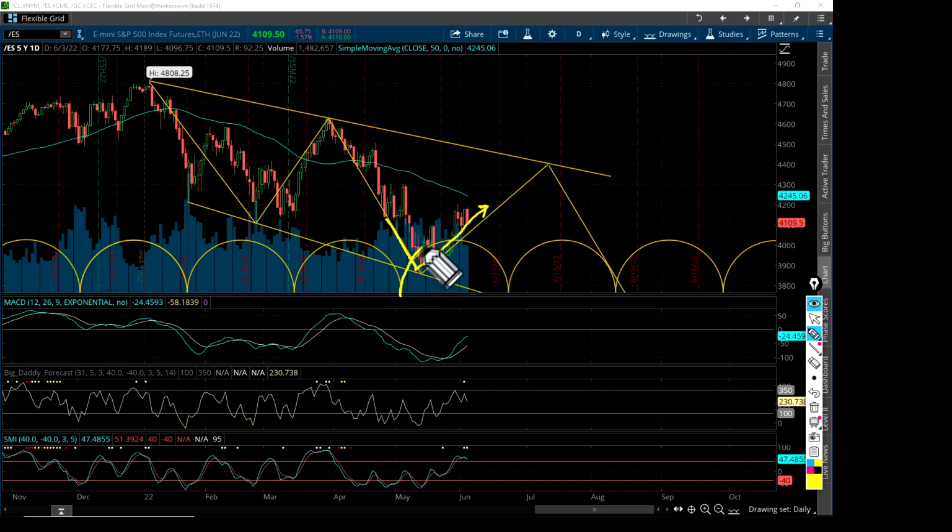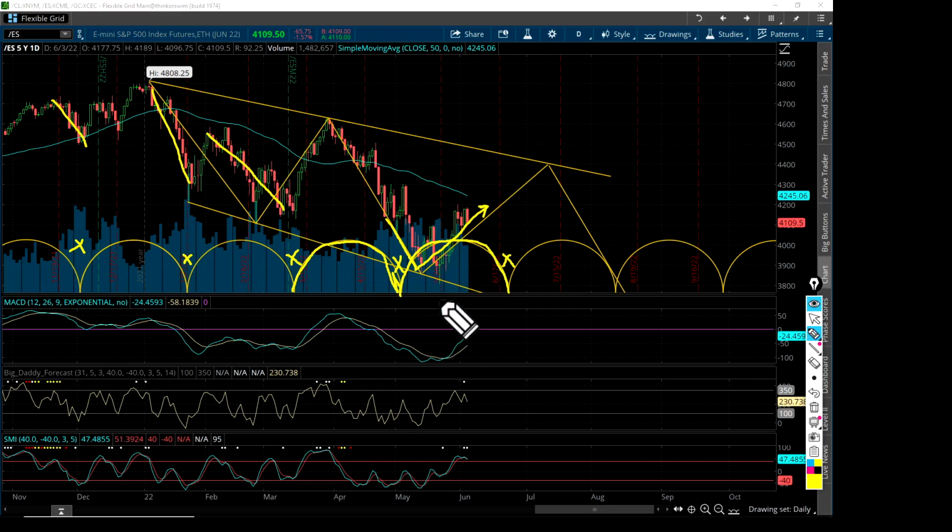Now this daily cycle right here, for those not familiar with daily cycles, wherever you see these two yellow arcs come together, that's typically where I'm putting an X. That's typically where we would see price decline, and sure enough, price decline, price decline, price decline.